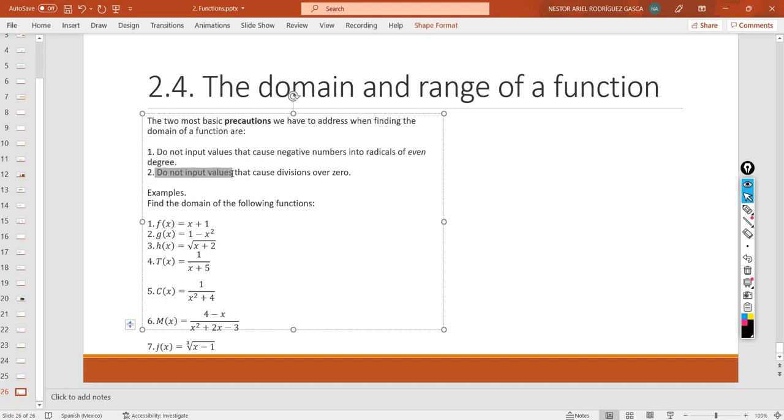And the same for the second one. Do not input values into a function that will cause divisions over 0. So let's get started, guys. 7 examples. Here we go.